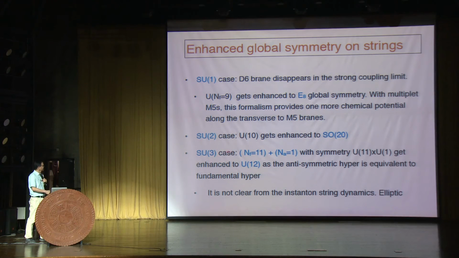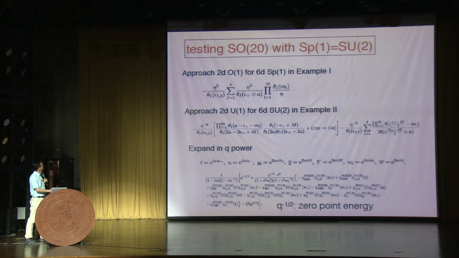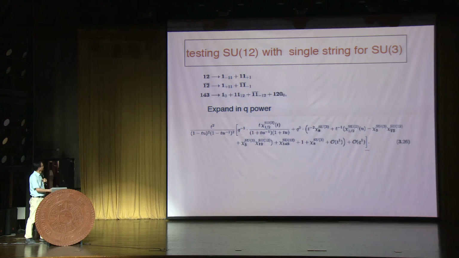Now, the SU(3) case, we have 11 flavors plus 1 anti-symmetric hyper. Now, 1 anti-symmetric hyper is equivalent to a fundamental, so there should be SU(12) symmetry, and indeed one can again show that they are merging together into U(12). So here is, for example, the Sp(1) case. You expand the contributions, and both cases get the same elliptic genus with SO(20) global symmetries. So in the SU(3) case, one gets SU(12).